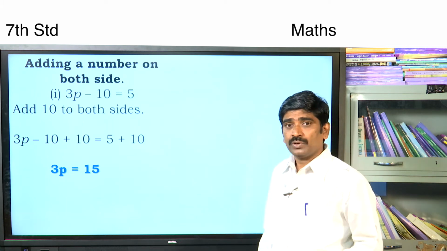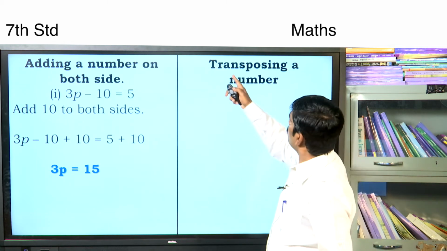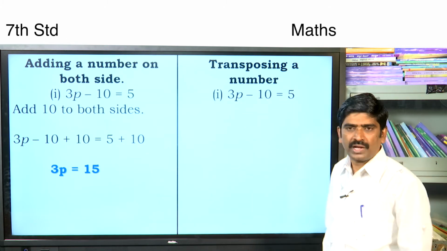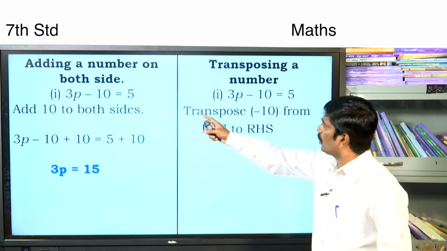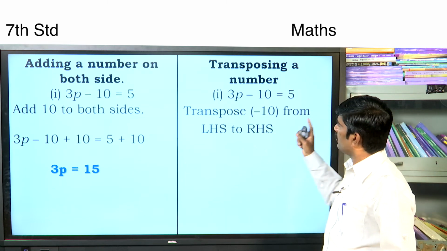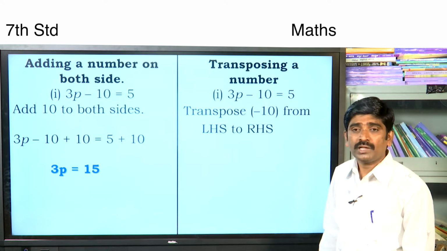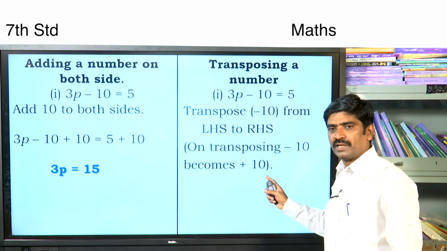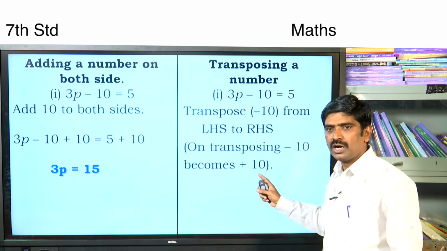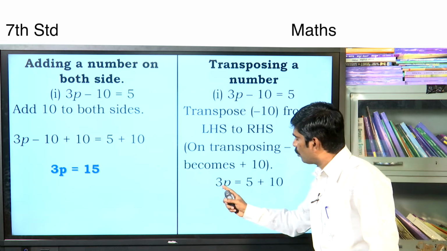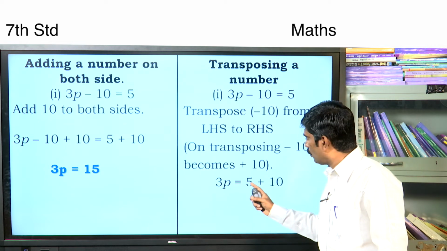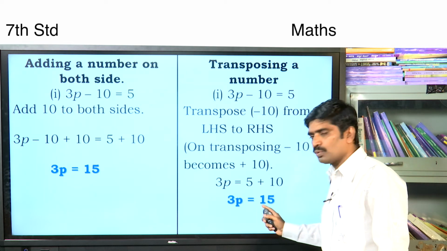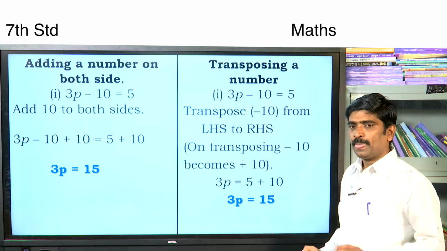Okay, if we transpose this, transposing a number, then what happens? 3p minus 10 is equal to 5. What would we do here? Transpose minus 10 from LHS to RHS. Then what happens? On transposing, minus 10 becomes plus 10. That is subtraction converted into addition. Okay, got it? Therefore, 3p is equal to 5 plus 10. What happens? 3p is equal to 15. Very good. Okay, this is for addition.